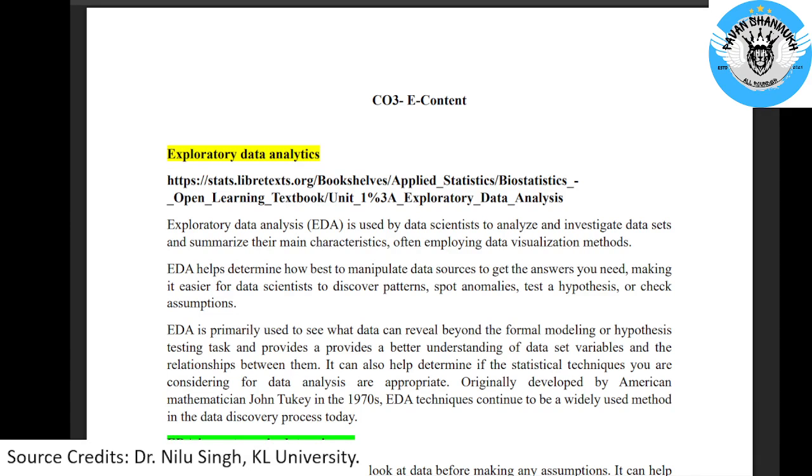Hello guys, today we are going to learn about exploratory data analysis. So, what is exploratory data analysis? First of all, what is data analysis?